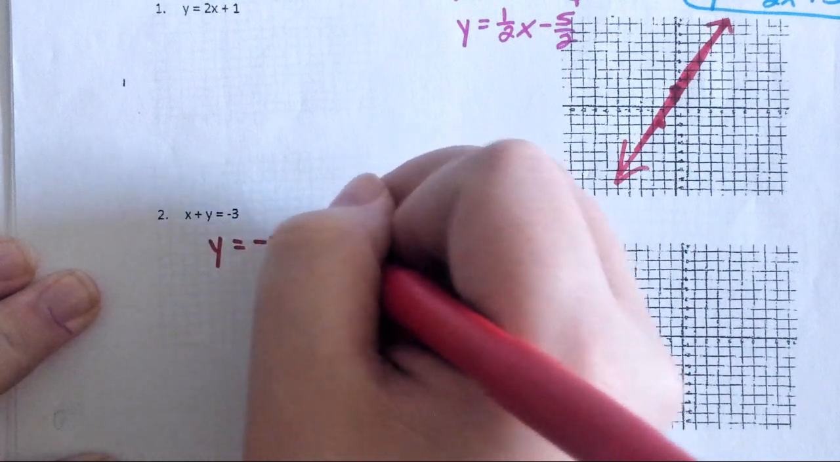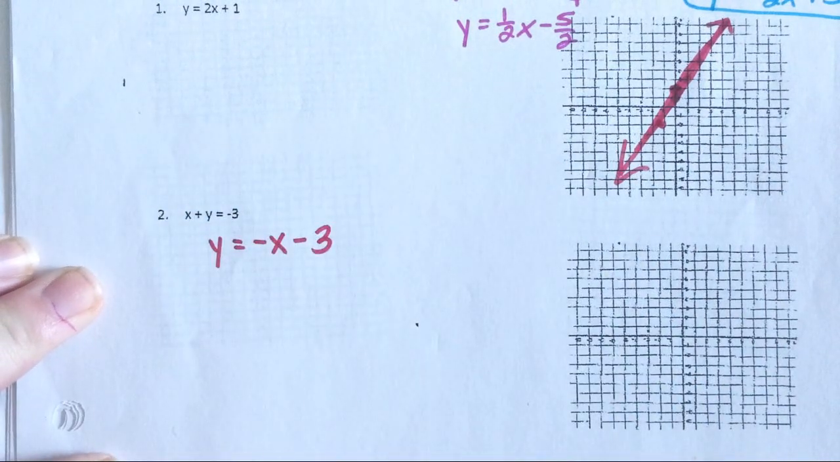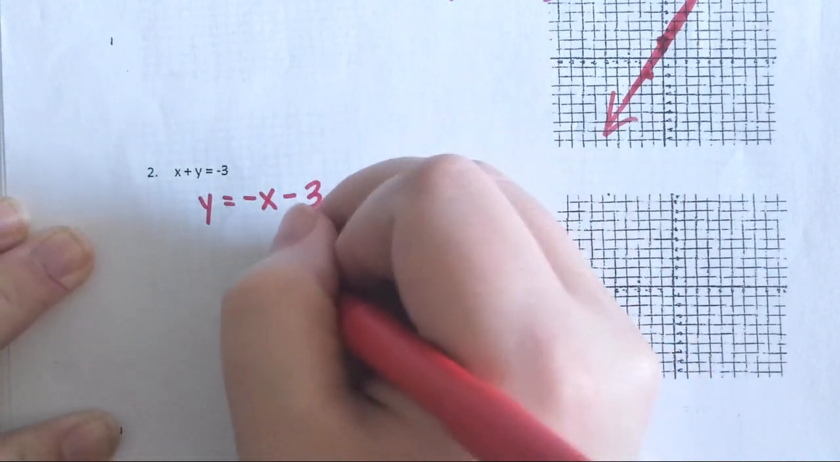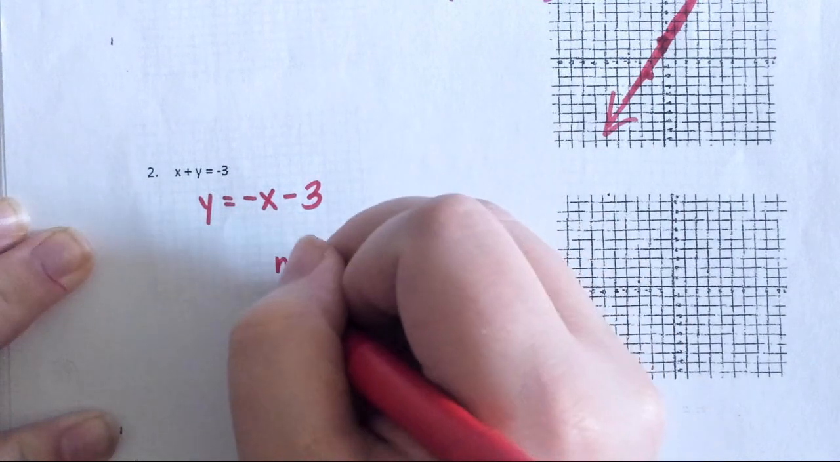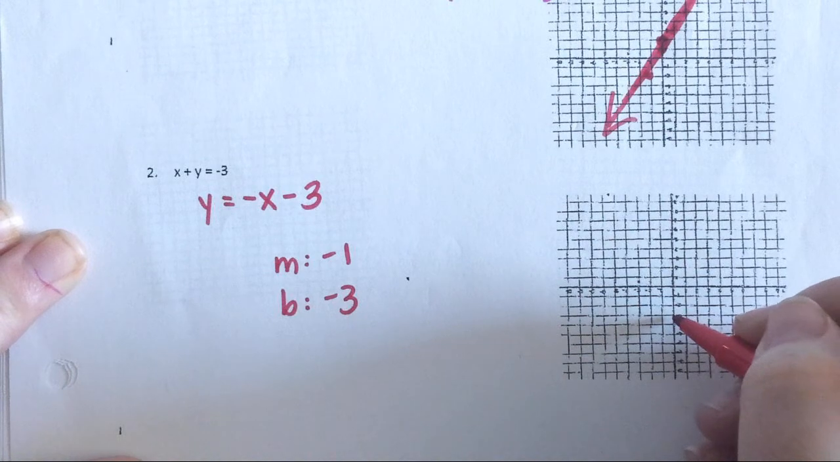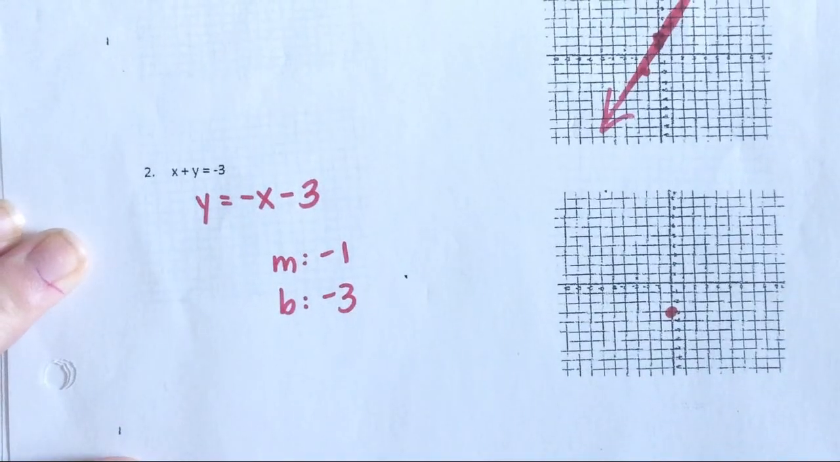Nikki, you can have a point. So what is my slope? What is my y-intercept? Slope is -1 is my slope. And my intercept is -3. So I've got to go down to -3 and put my point.